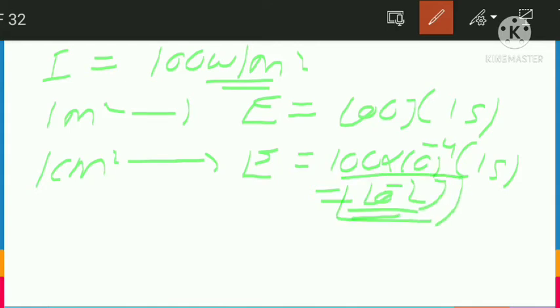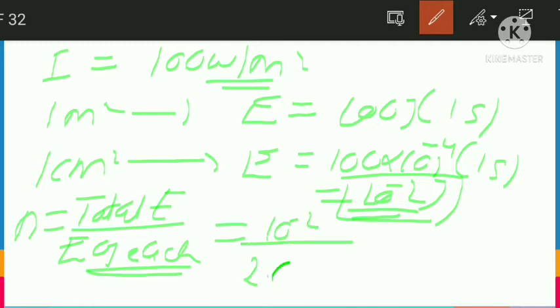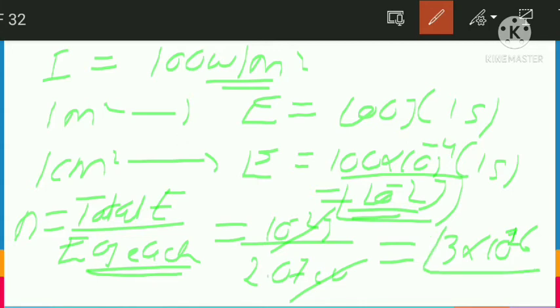So this is the total energy falling on 1 centimeter square, but we have to find the number of photons. I think you know one formula, n equals total energy upon energy of each photon. That is the thing I was talking to you about. We have total energy 10 to the power minus 2 joule, and the energy of each photon is 2.07 electron volt. Putting the actual value of electron volt in joules, we get 3 into 10 to the power 16. This is our total number of photons. So friends, I think this question is clear to you. If you still have any doubt, you can ask me in the comment section.